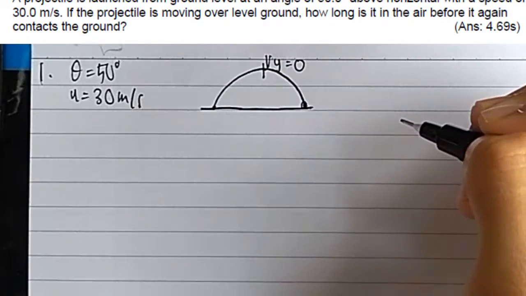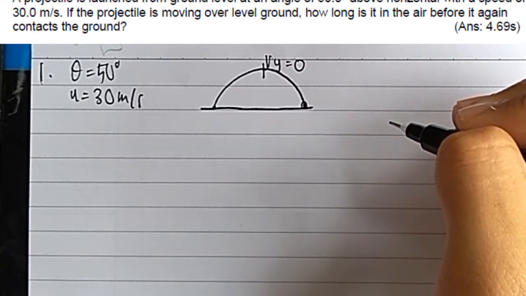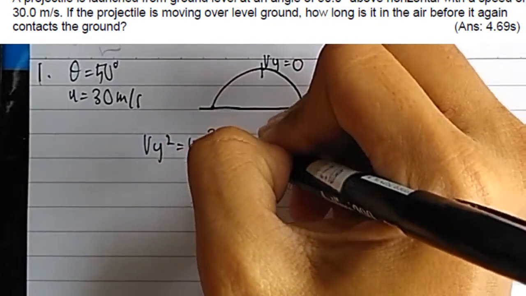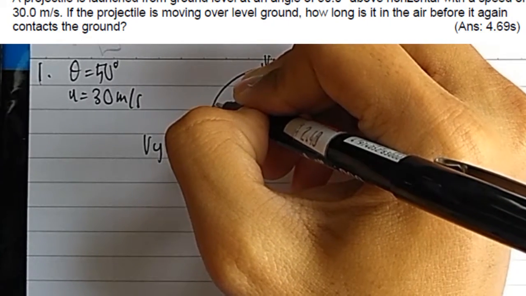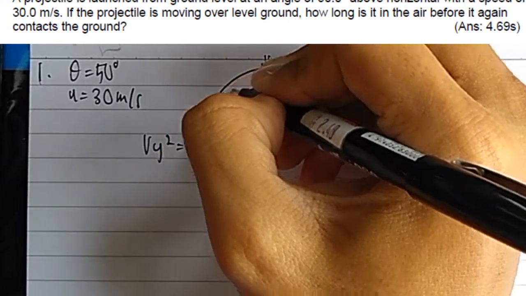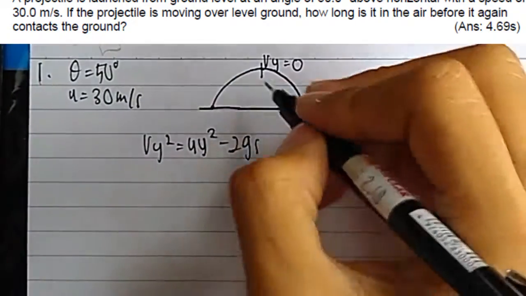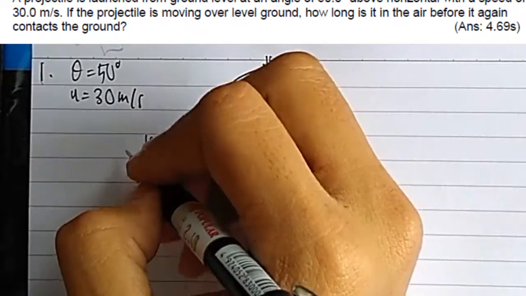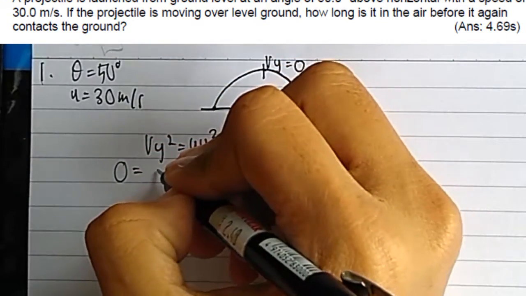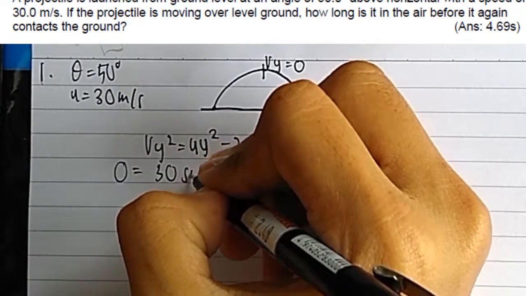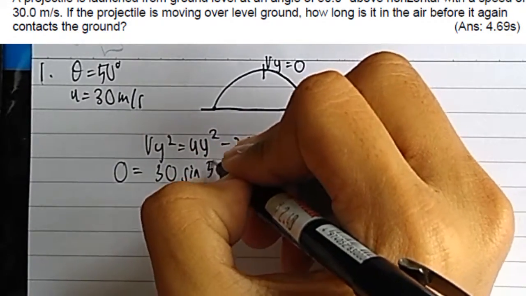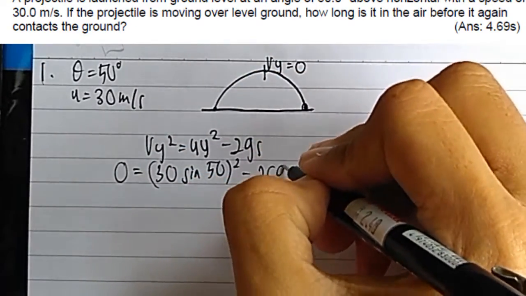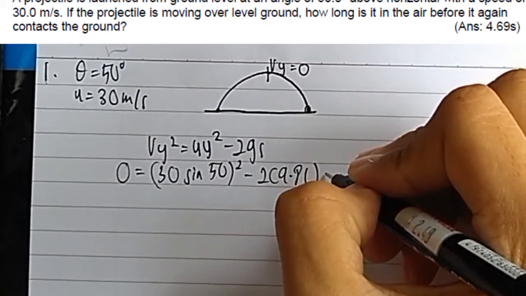So first, we can use the formula of Vy squared equals to Uy squared minus 2GSy to find the distance from the initial point to the maximum height, so that we can find the time taken for the half motion. So we can substitute Vy equals to 0 into the equation. U is 30 sine, remember that, of theta, which is 50 degrees, squared, don't forget the squared, and minus 2, and gravity we take 9.81 s.